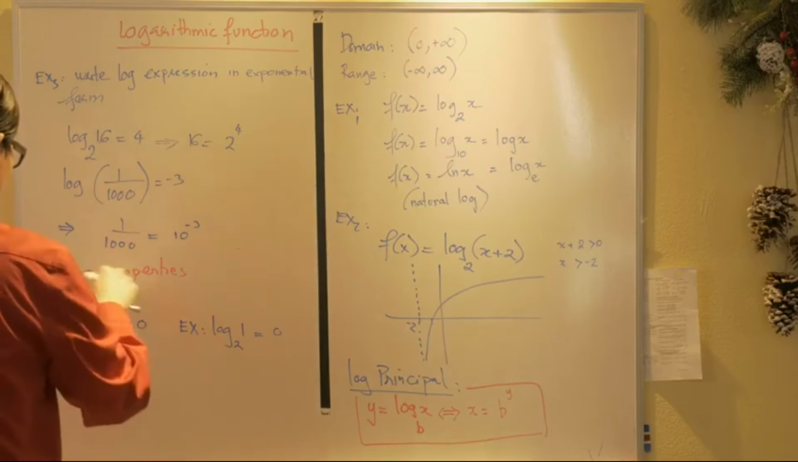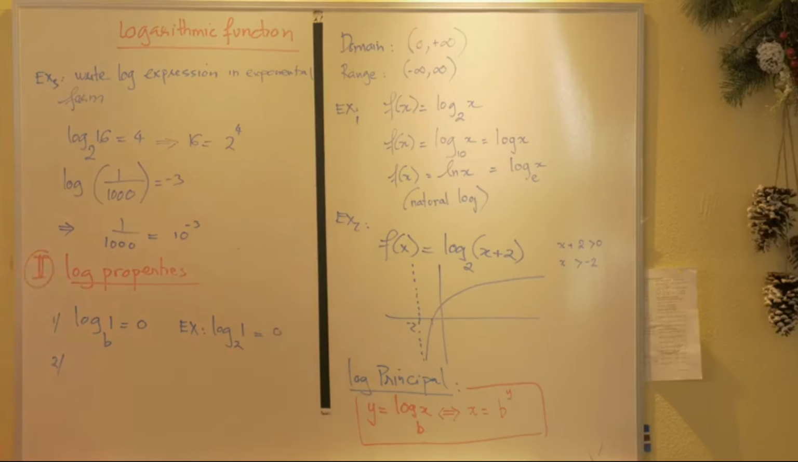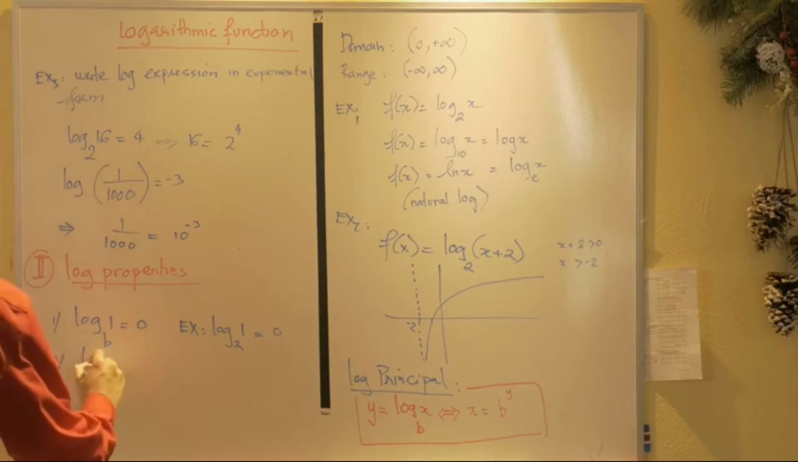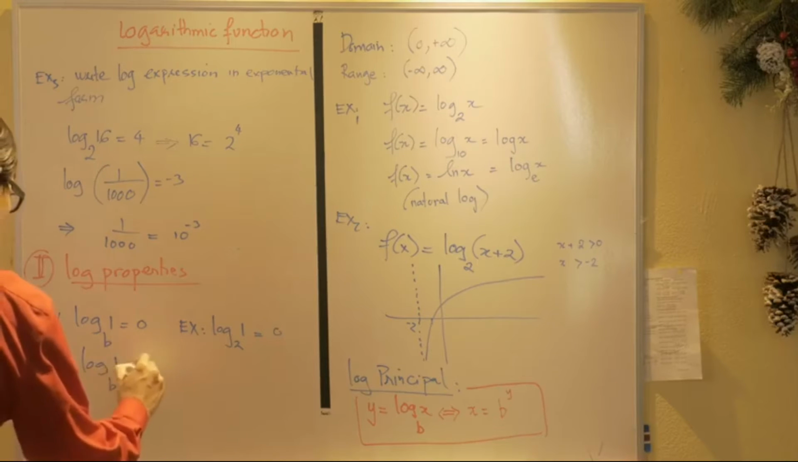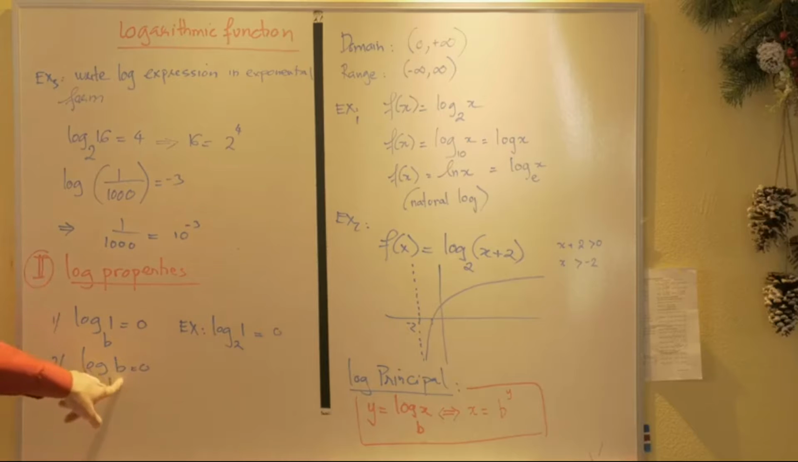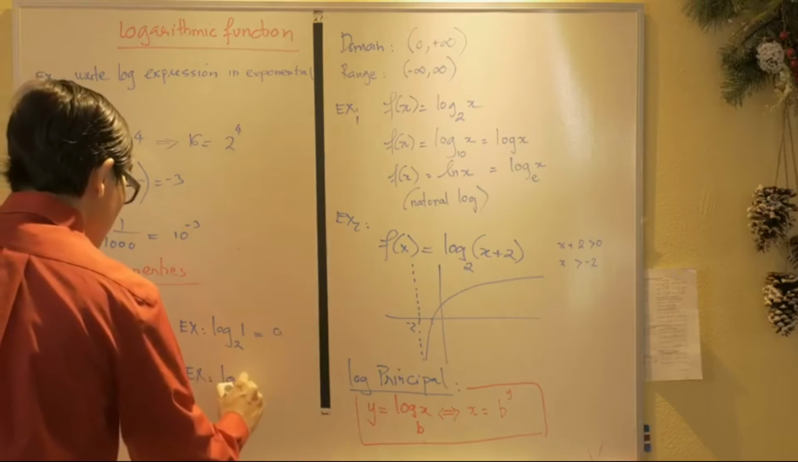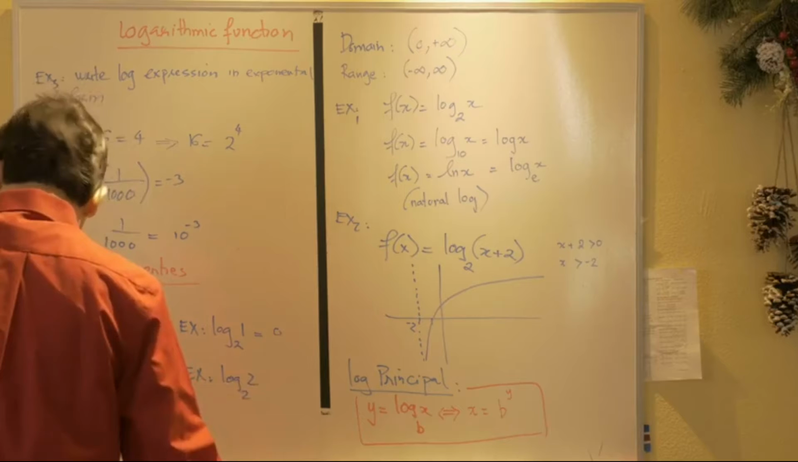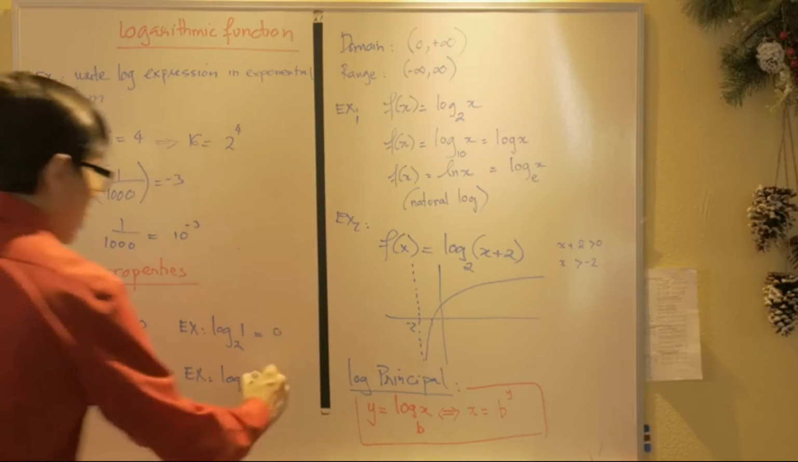The second property: log base b of b equals 1. If the base and the argument are the same, it will give you 1. For example, log base 2 of 2. Oh, not 0, sorry, it gives you 1.